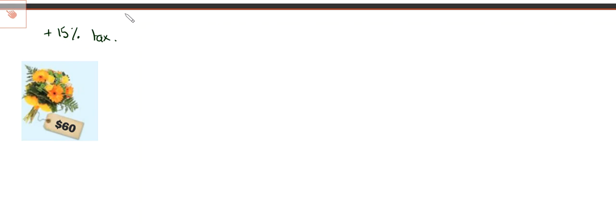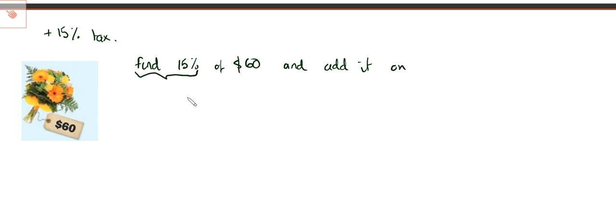Got it. You want to explain to me how to add 15% tax onto 60? Go for it. So you are going to find, all right? So anyone that needs to write this down, because we're going to find 15% of $60 and add it on. Okay.